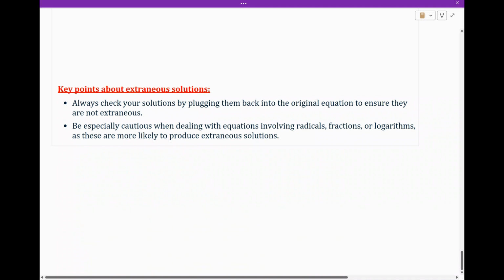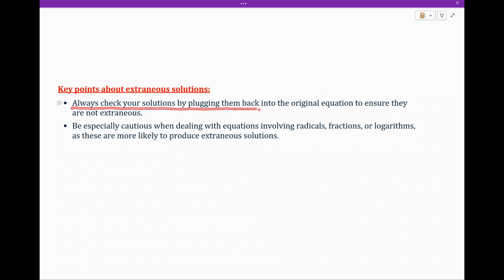Finally, these are the key points about extraneous solutions. Always check your solutions by plugging them back into the original equation to ensure they are not extraneous. Be especially cautious when dealing with equations involving radicals, fractions, or logarithms, as these are more likely to produce extraneous solutions.